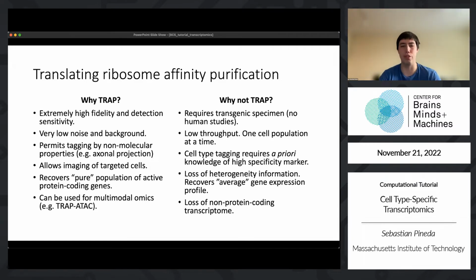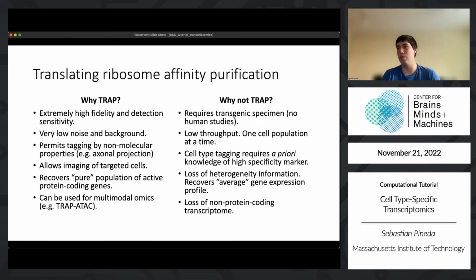And this can be used for more than just transcriptomics. For example, we have used this for what we call TRAP-ATAC, where we recover chromatin accessibility profiles from DNA using these same labeled cell populations. So there's a lot of flexibility here.